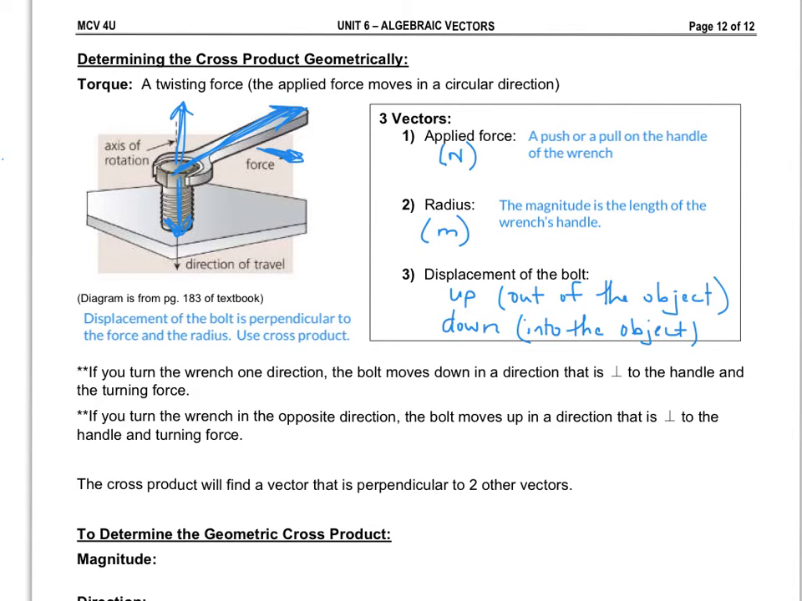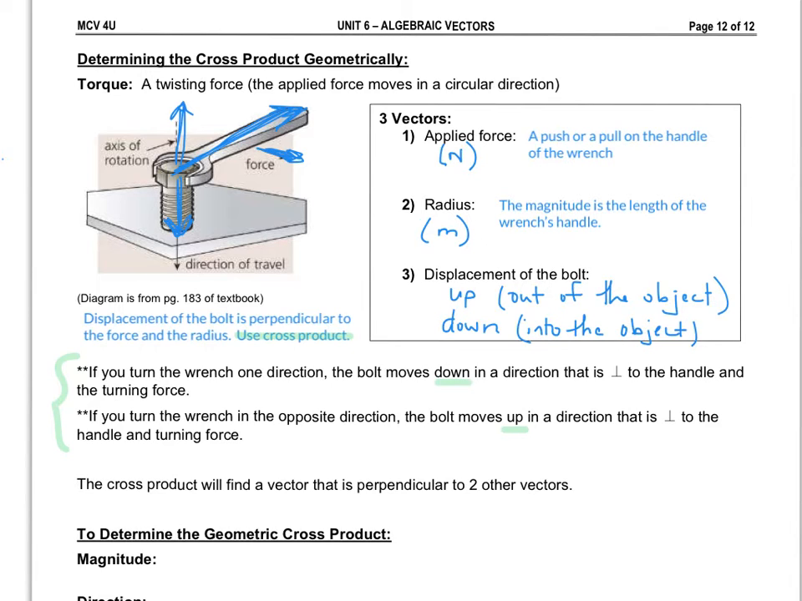Use the cross product. All right, so as I mentioned earlier, if you turn the wrench one direction, the bolt will move in a direction that's perpendicular to the handle and the turning force. But if you turn the wrench in the opposite direction, the bolt moves up. So one is moving down and one is moving up, just depending on which way you're turning. The cross product, and of course that should imply that it depends which way you are doing your cross product.